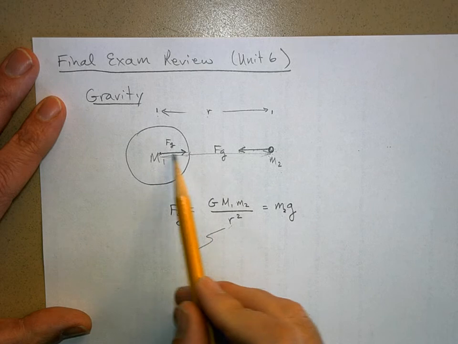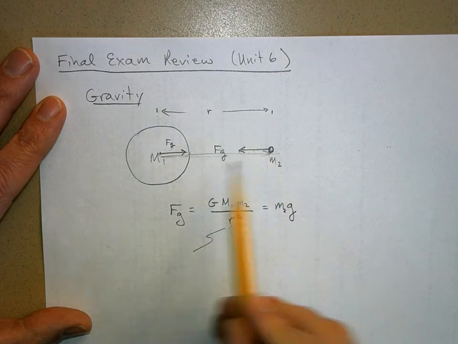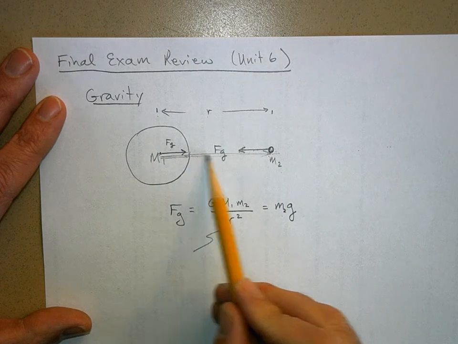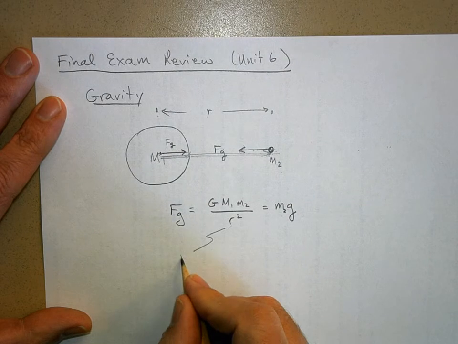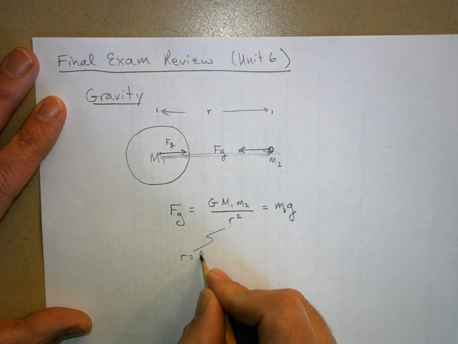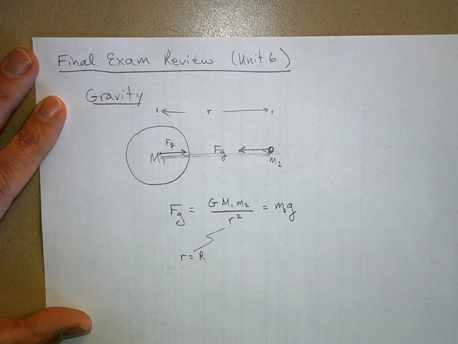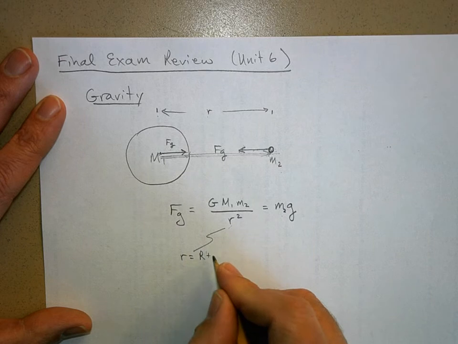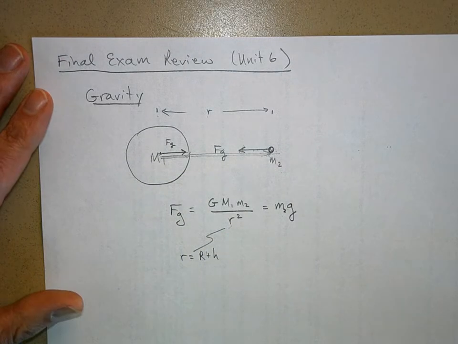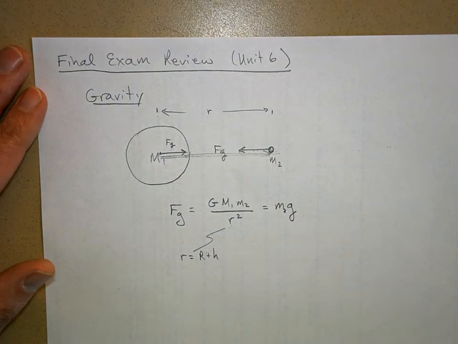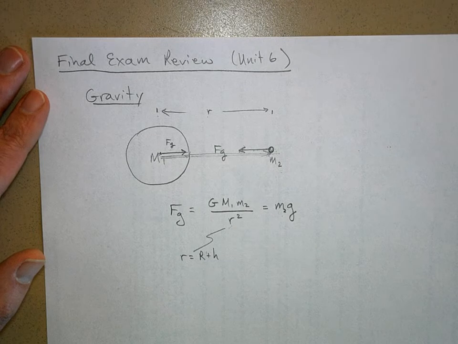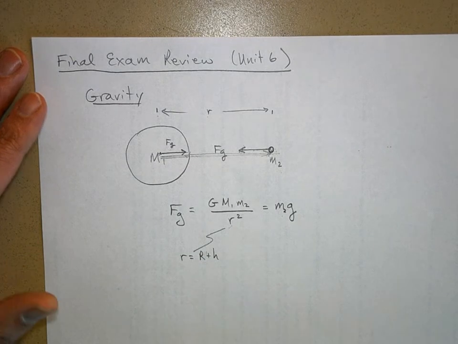I think you can see that this is equal to the radius of the planet plus my height above the planet. So little r is equal to the radius of my planet, which I'll write as big R, plus h. What does h stand for? Height above the surface, or altitude. Is that clear?